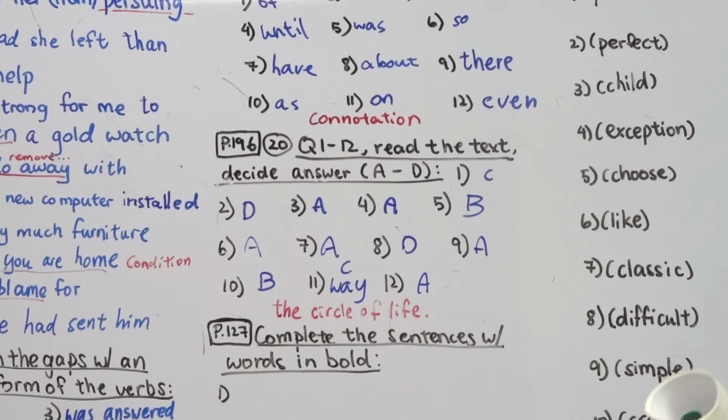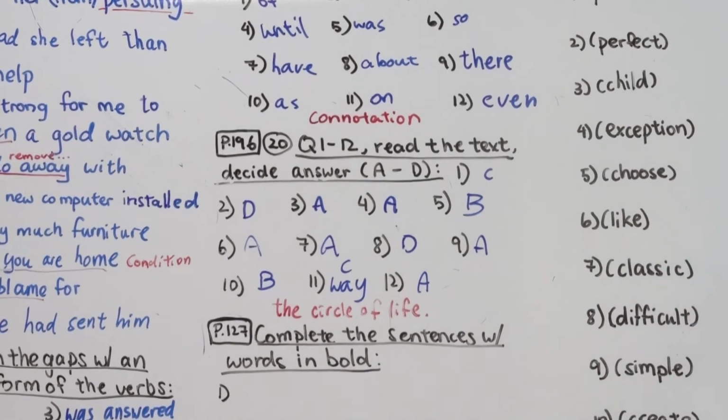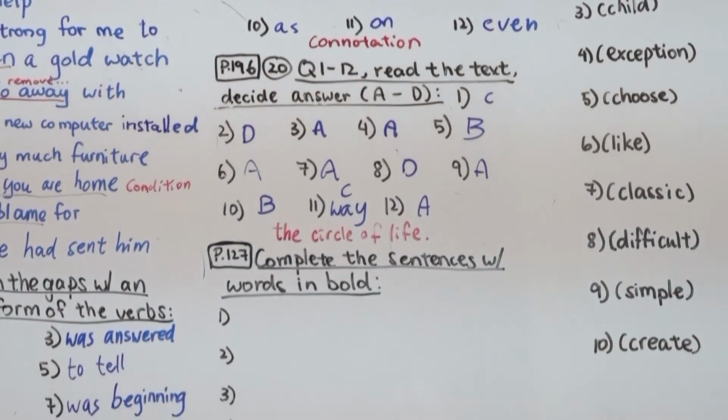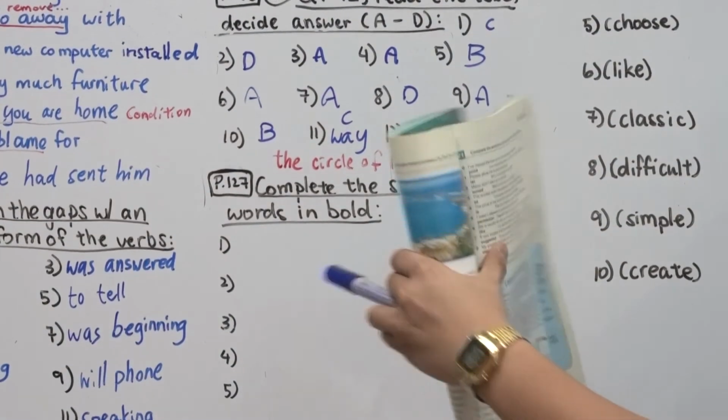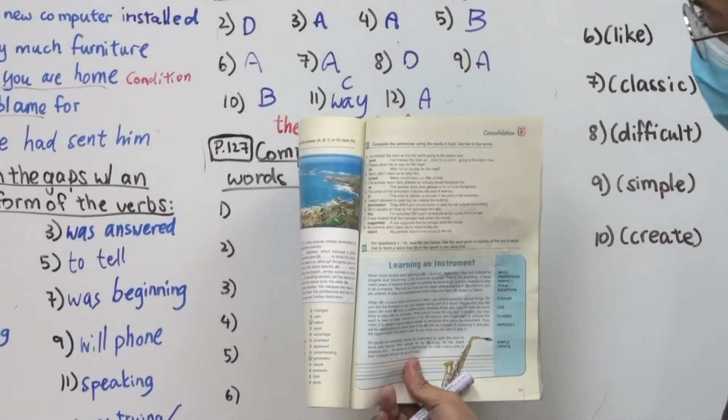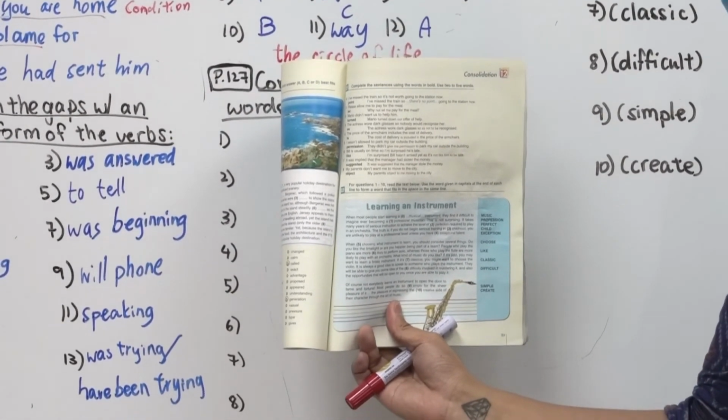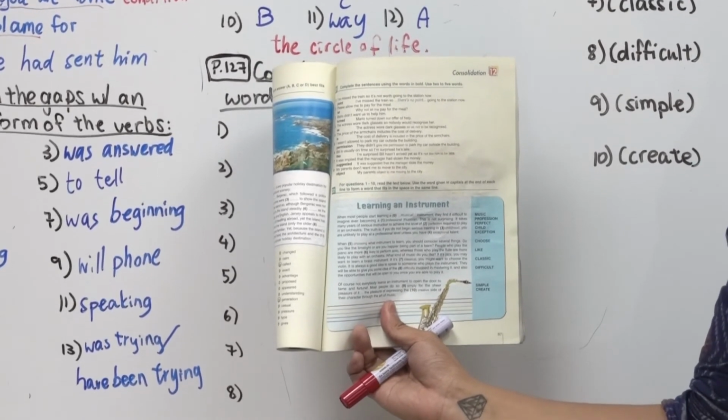Page 127, the next page. We have to complete the sentences with the words in bold, okay? So I will only do part of it with you, and then the rest you can do at home again as homework or as practice.